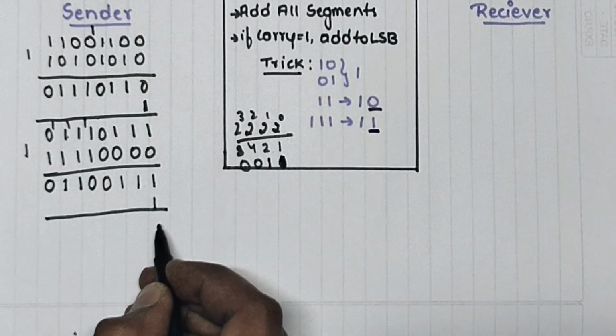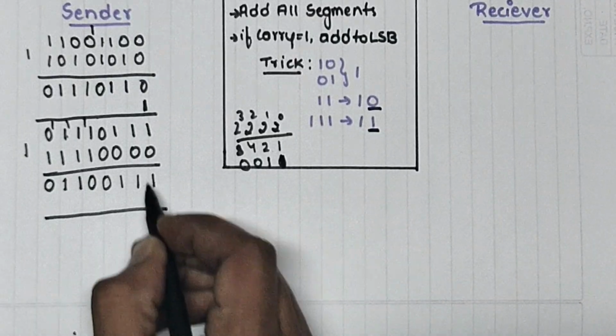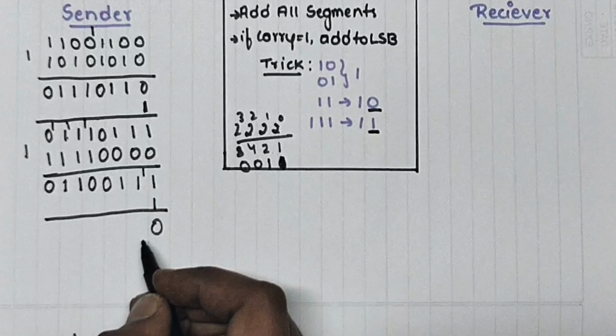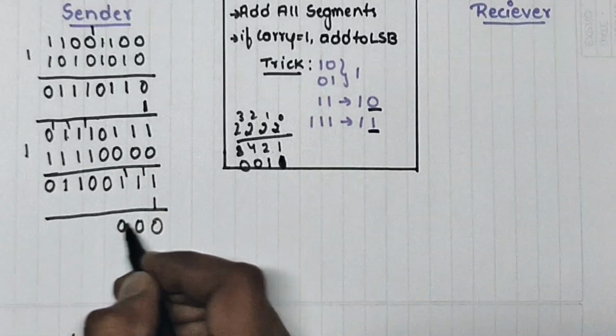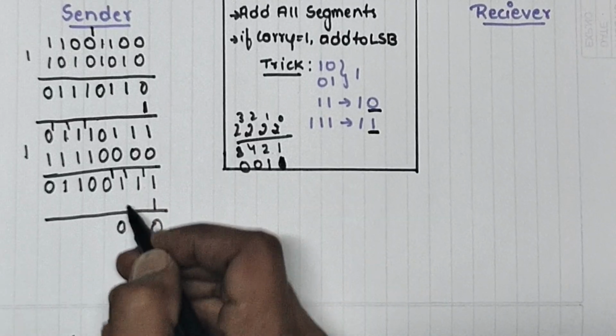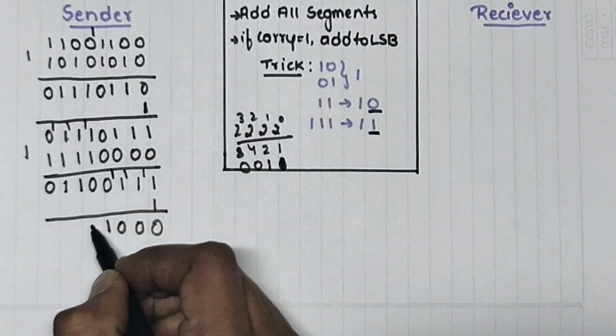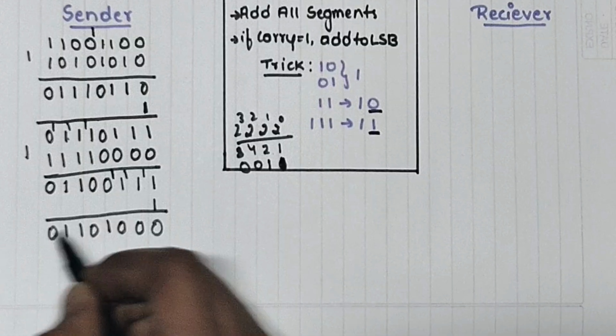So 1 plus 1 will be 2. How you will represent 2? 0, 1 carry. So 1 plus 1 will be 2, 0, 1 carry. 1 plus 1 will be 2, 0, 1 carry. 1 plus 0 will be 1. So 0, 1, 1, 0.